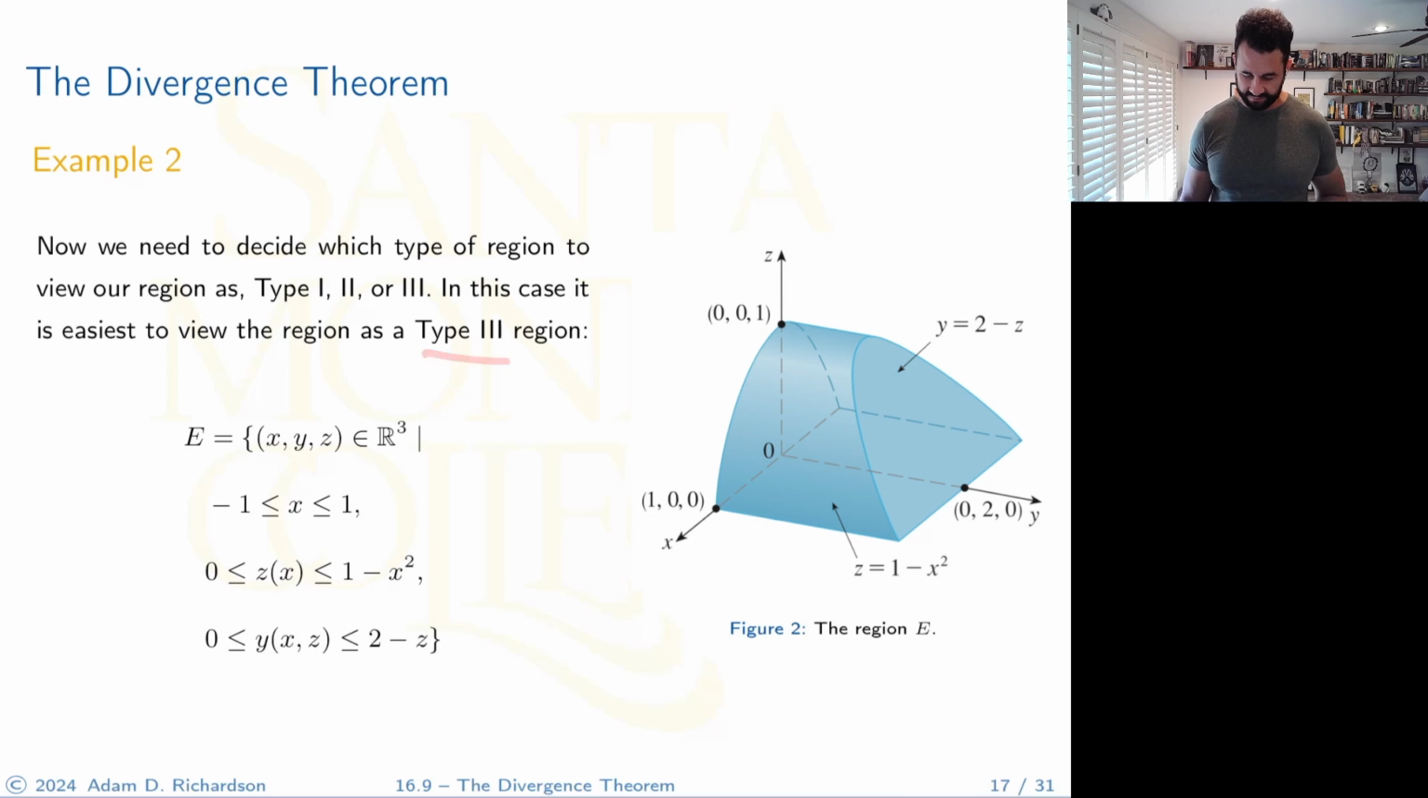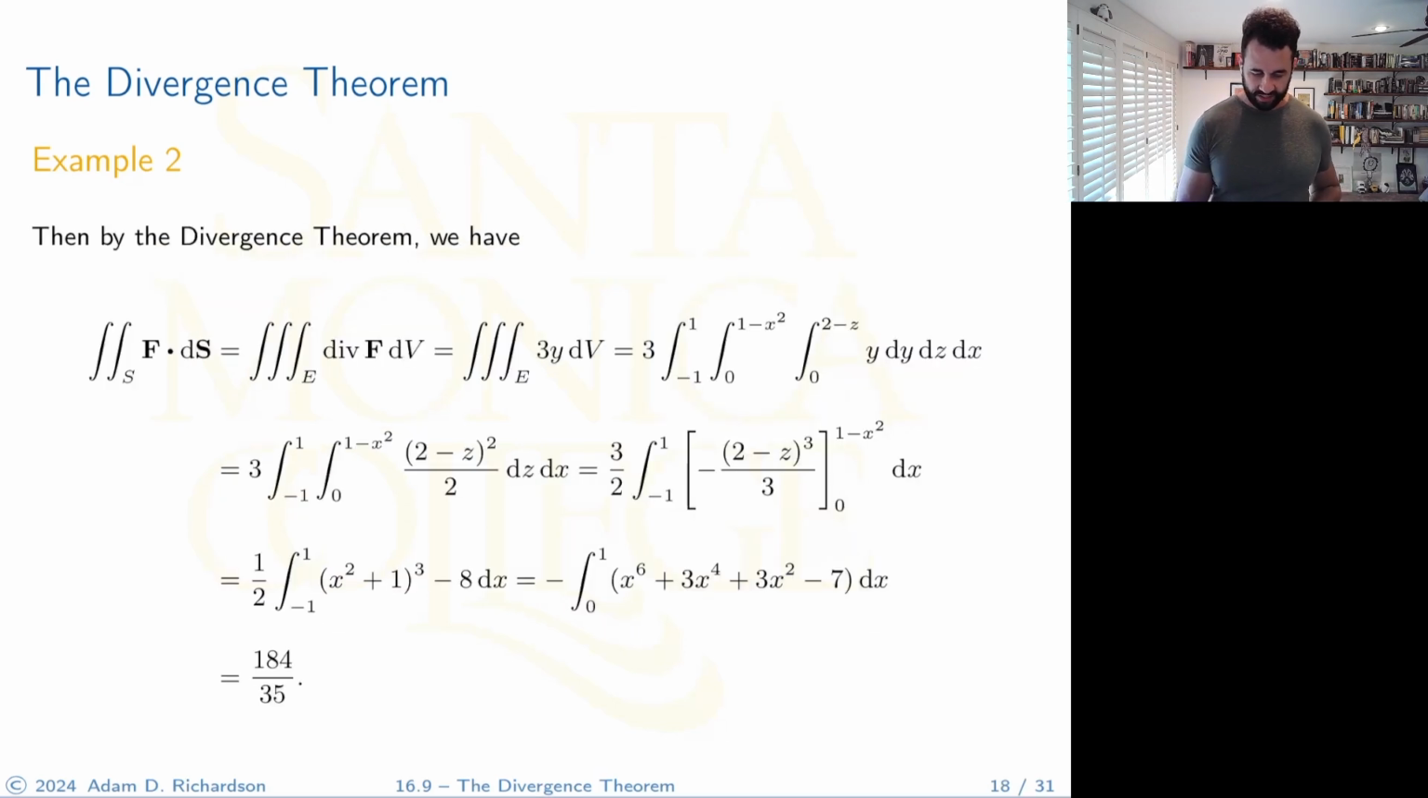That's what type this is. Okay, that's not too bad. The regions aren't too bad, not to mention the divergence is super simple. This triple integral should be pretty straightforward. Here it is. By the divergence theorem, this surface integral is equal to this triple integral of the divergence over that region. We calculated that the divergence was 3y, and now we can iterate the integral, and we get this.